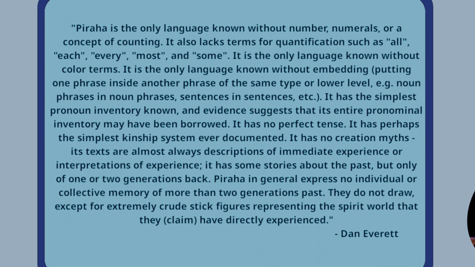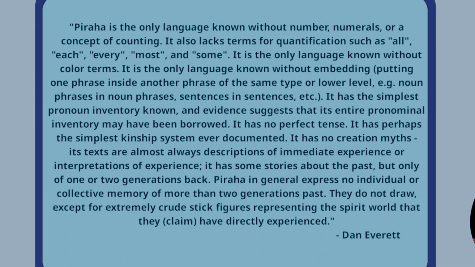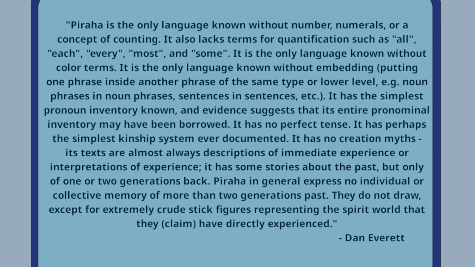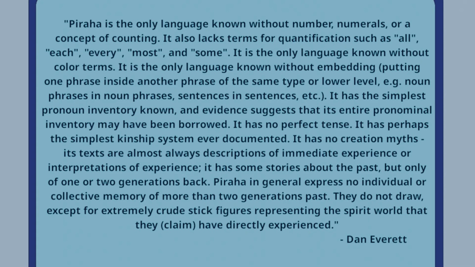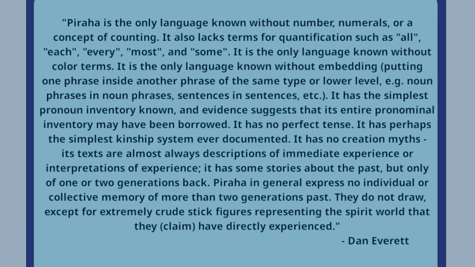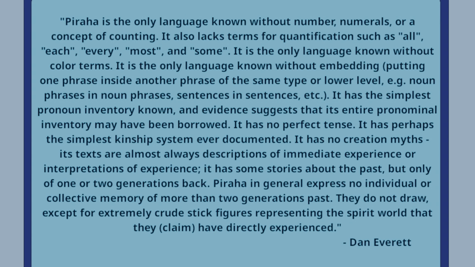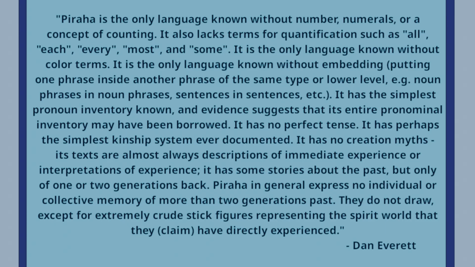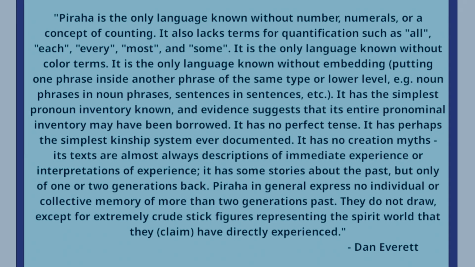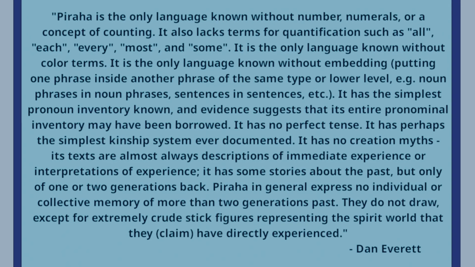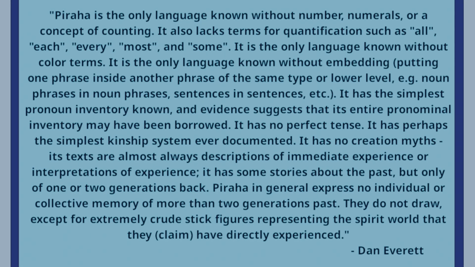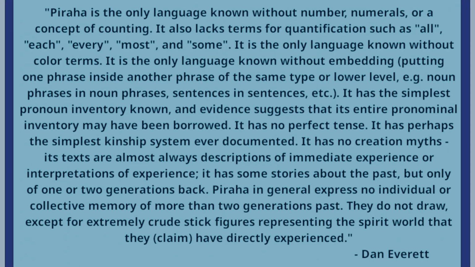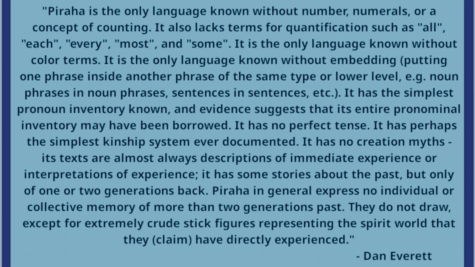It has the simplest pronoun inventory known, and evidence suggests that its entire pronominal inventory may have been borrowed. It has no perfect tense. It has perhaps the simplest kinship system ever documented. It has no creation myths. Its texts are almost always descriptions of immediate experience or interpretations of experience. It has some stories about the past, but only of 1 or 2 generations back. Pirahã, in general, express no individual or collective memory of more than 2 generations past.